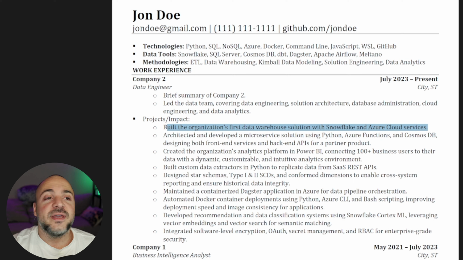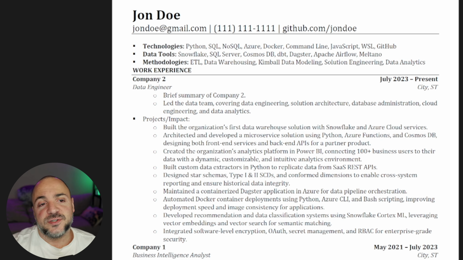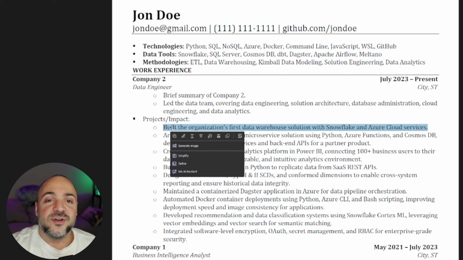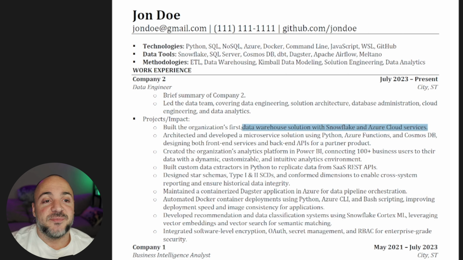So if we're looking at some specific things, one that I wanted to call out right away was built the organization's first data warehouse solution with Snowflake, and Azure Cloud Services. I think that this is a great one to call out, but I do think there's a bit of a missed opportunity here. The reason I think that is because when I see first data warehouse solution for an organization, to me, that's probably super impactful, right?